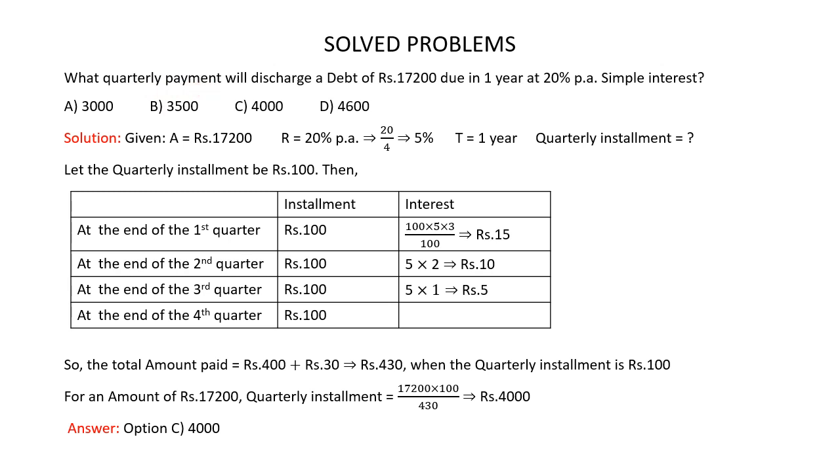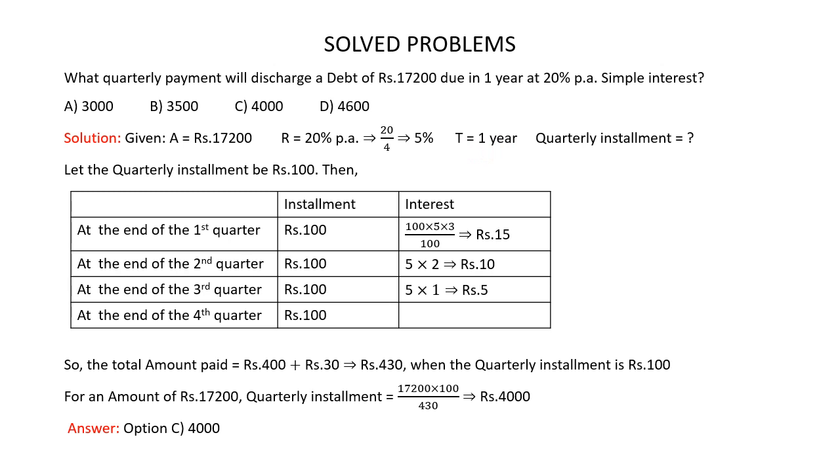Here, since quarterly payment is being made, we have to find the quarterly rate of interest. Now, since 1 year has 4 quarters, to find out the quarterly rate of interest, we have to divide 20 by 4. So 20 by 4 is 5%. So the quarterly rate of interest is 5%. Time is given as 1 year. This means the amount of rupees 17,200 has to be paid off by the end of 1 year.